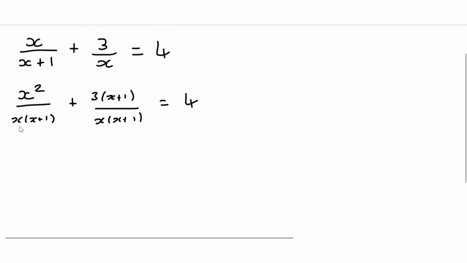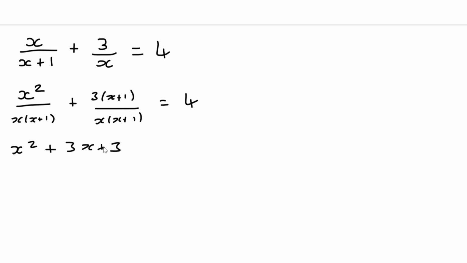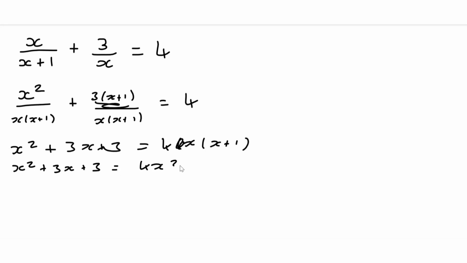Now I'm going to multiply it by x plus 1 to get x squared plus 3x plus 3, okay, I've just expanded out this bracket here, is equal to 4x times x plus 1. So that gives me x squared plus 3x plus 3 is equal to 4x squared plus 4x, expanding this out, okay, so the 4x times x is the 4x squared, multiplied with 1 gives us the 4x.